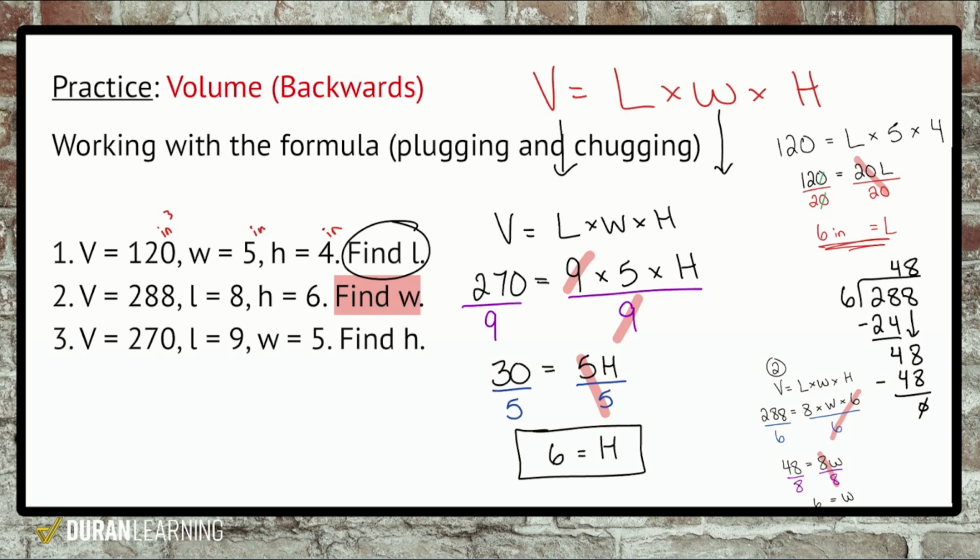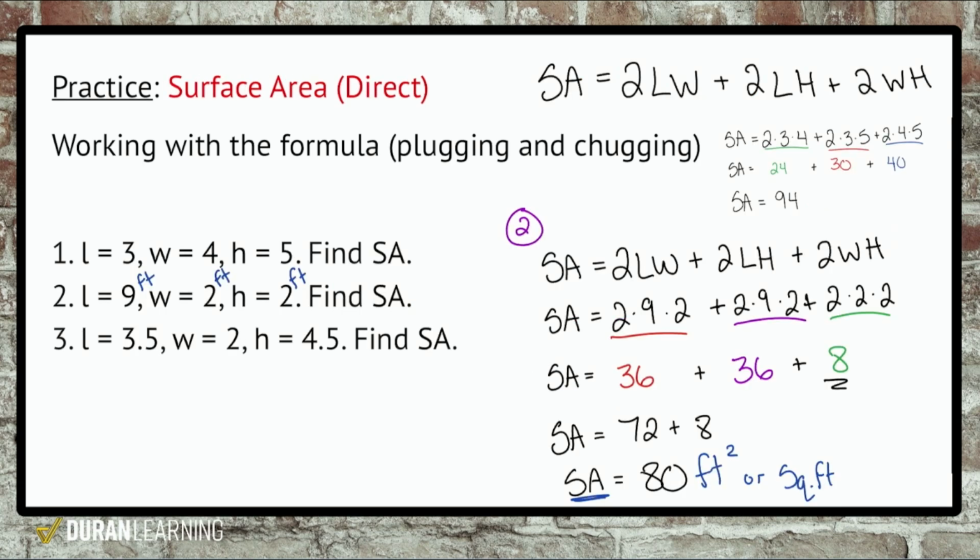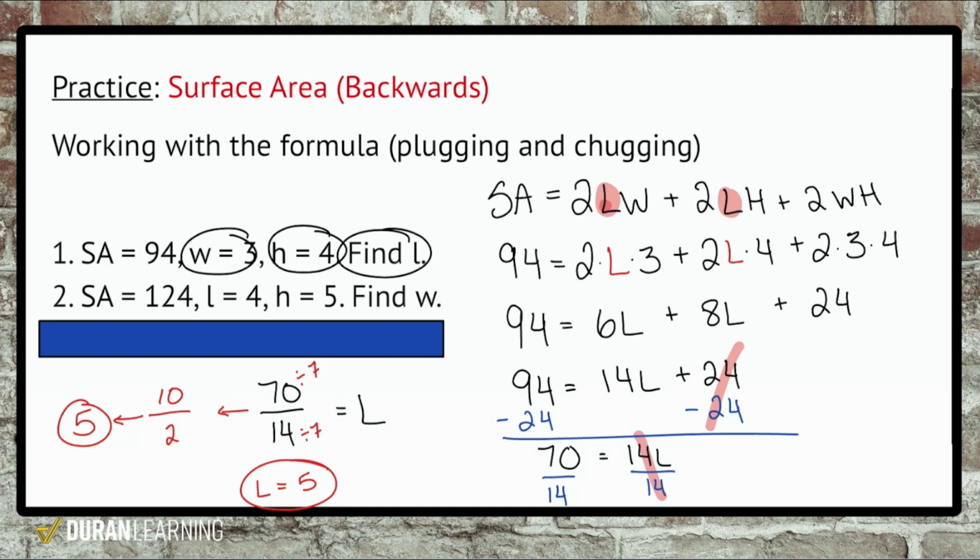And so we did the same thing as volume with surface area. The direct way, moving forward, where all we had to do was just plug in those values. And then we worked backwards over here, where I gave you the surface area and two of the three dimensions, and we had to work backwards.